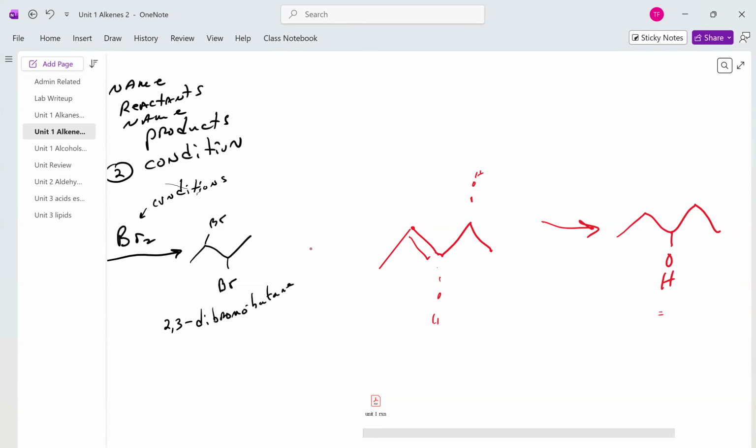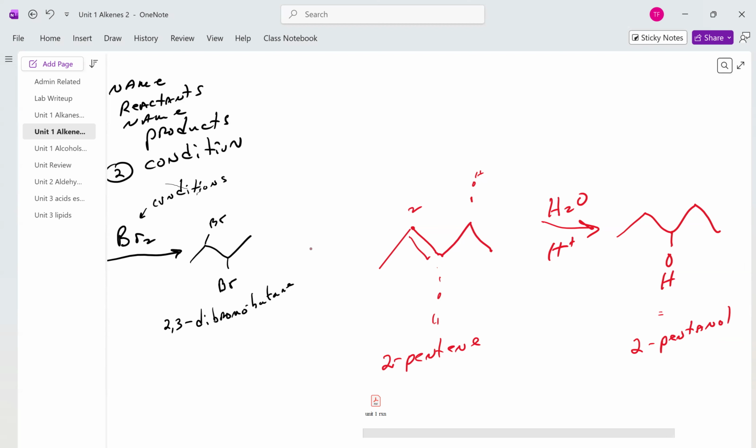So let's just use this one here. So that's going to be 2-pentene. 1, 2, 3, 4, 5. Carbon number 2 is where the double bond starts. And this is going to be 2-pentanol. Condition is going to be water and an acid. So that's the kind of questions you'll see.